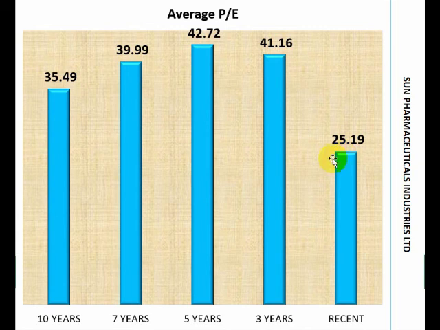This we can compare with its last 3 years average price earning and 5 years average price earning, which was at around 42 and 41 times, which is anyways very expensive. And as of date we are getting it at around 25 times, which is almost around 40% of its average of 3 years and 5 years. So that is quite a substantial drop in terms of price to earnings.